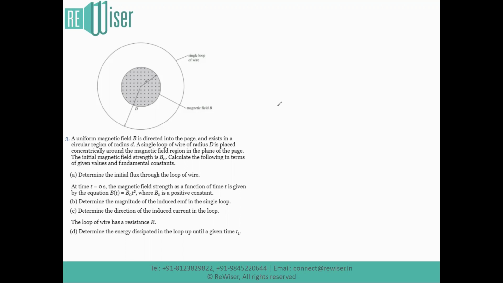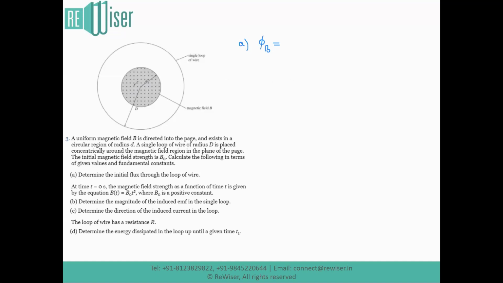Let's start. Part A asks us to calculate the initial flux through a loop of wire. We know that flux for any field, whether it is electric or magnetic, is given by the general formula: flux is equal to the strength of the field multiplied by the area through which the field lines pass and the cosine of the angle theta, where theta is the angle between the field lines and the normal drawn to the particular area.